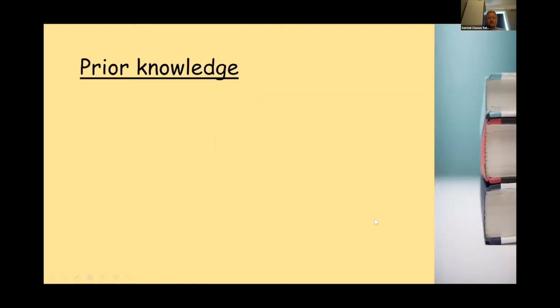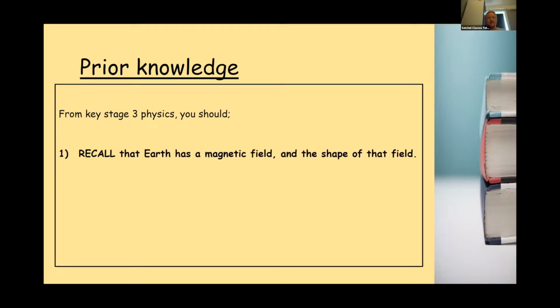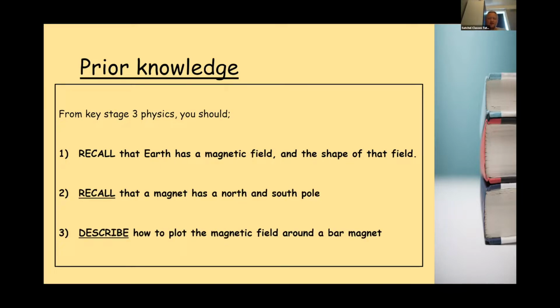Prior knowledge that you should have from Key Stage 3 physics, so we've been taught in years 7, 8 and 9, you should be able to recall that the Earth has a magnetic field and roughly the shape of that field. You should recall that a magnet has a north and south pole and the behaviors of magnets, but don't panic too much because we can go through that. And finally, describe how to plot the magnetic field around a bar magnet. This is what we call a required practical, which means that it is something you should be able to describe, and it's usually worth at least 4 marks if asked in an exam for a methodology of how to do it.